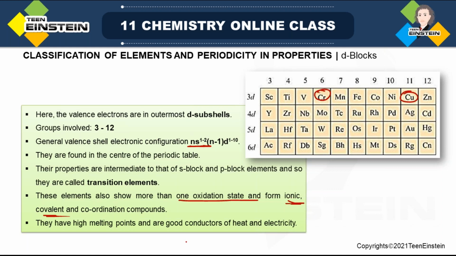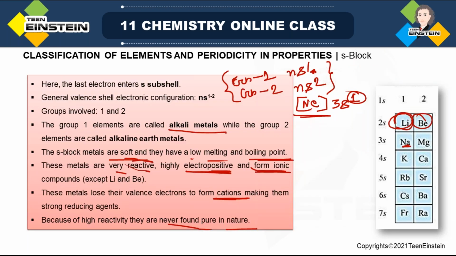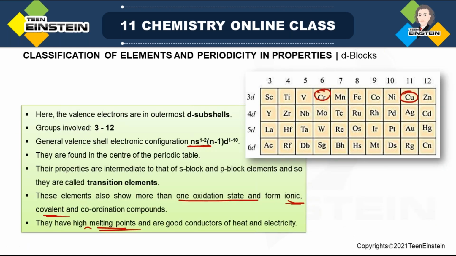They have high melting points. Remember, in s block we have seen that their melting points are low, but now melting point is high. So this is a difference. They are good conductors of heat and electricity.